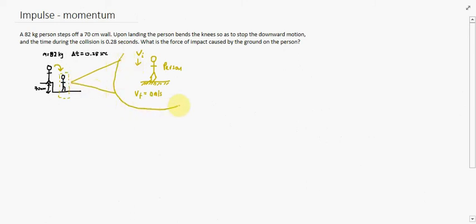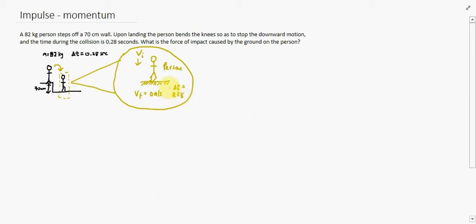So in this particular scenario, this is where our collision tends to happen. He has some initial velocity as he's landing. He then stops. It's unlike the car or the ball example, he wouldn't ricochet back. He's going to stop downwards. The time of this impact, this delta t, we said is 0.28 seconds.